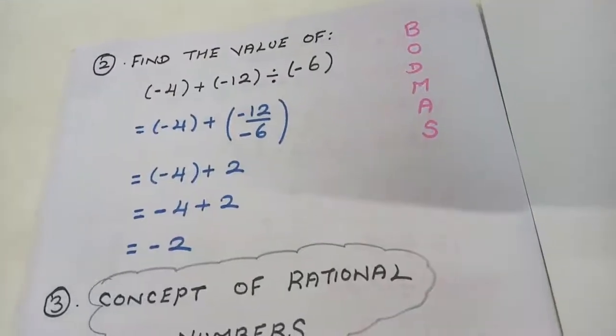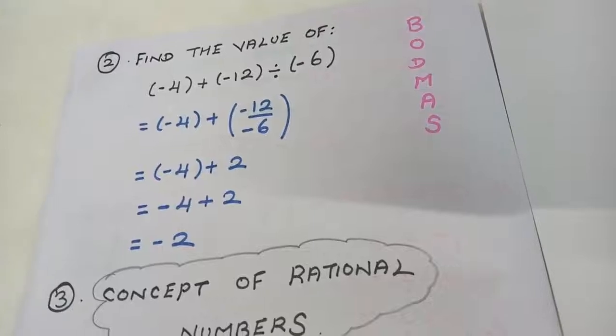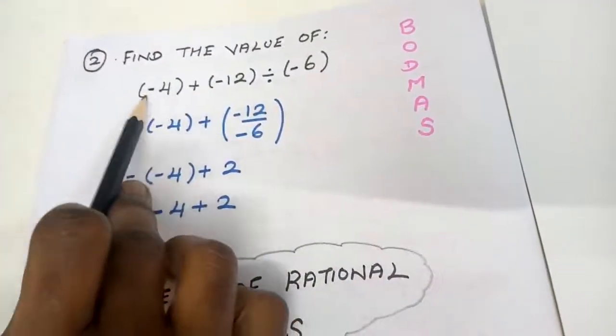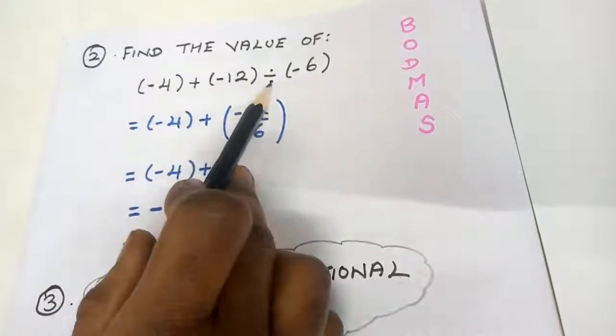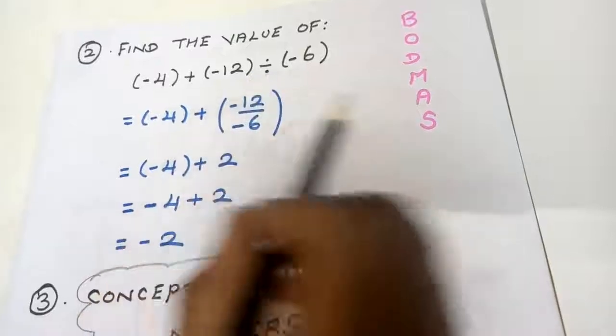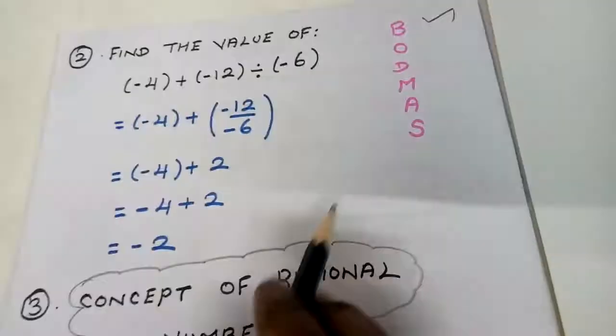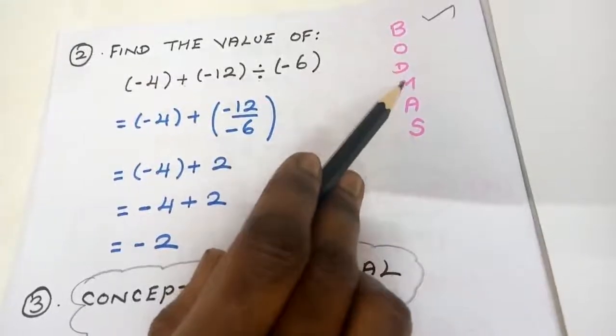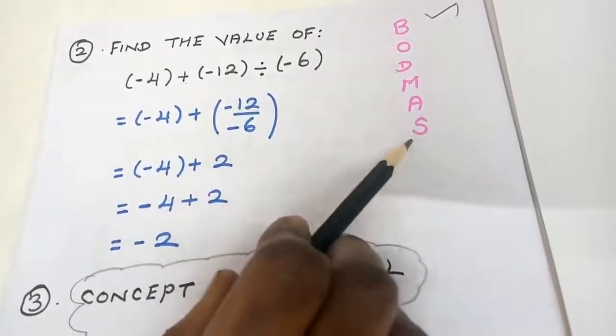Second question is an important calculation, students. If you see inside here, you are having bracket, negative sign, positive sign, division. If you are going to get a calculation in this way means we are going to use this BODMAS rule. What is the meaning of BODMAS? Bracket, of, division, multiplication, addition and subtraction.